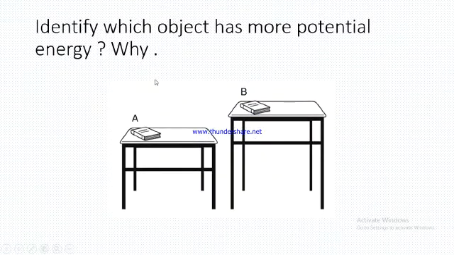I have here a question. Identify which object has more potential energy and why. Object A or object B? Please think. We're gonna find that object B has more potential energy than object A because object B is higher than object A.